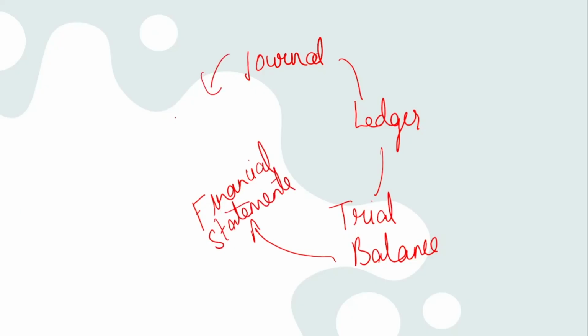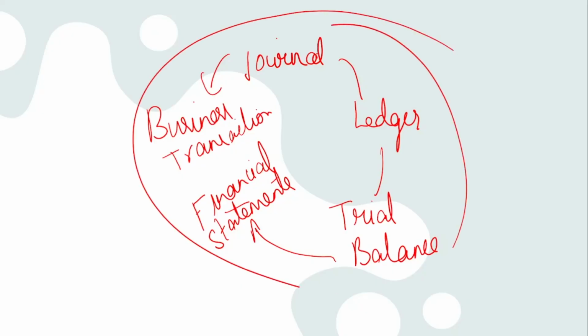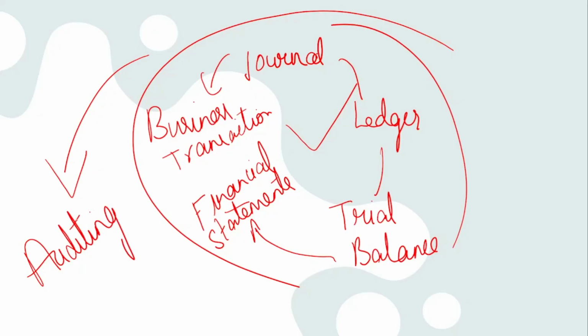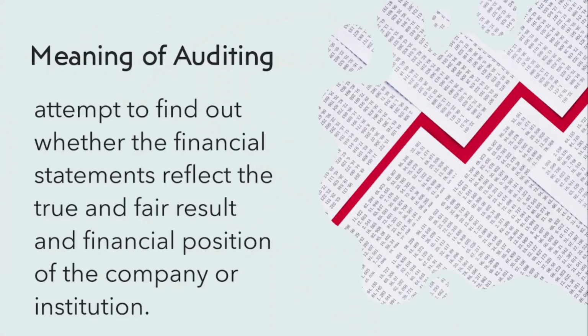Okay, before this journal, there is a business transaction. Sorry, first is actually business transaction. Now, this is a complete accounting cycle. Once this accounting cycle is done, next verifying it is a process called auditing. Clear? What is the meaning of auditing?